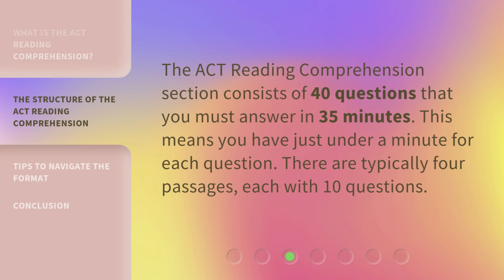The ACT Reading Comprehension section consists of 40 questions that you must answer in 35 minutes. This means you have just under a minute for each question. There are typically 4 passages, each with 10 questions.